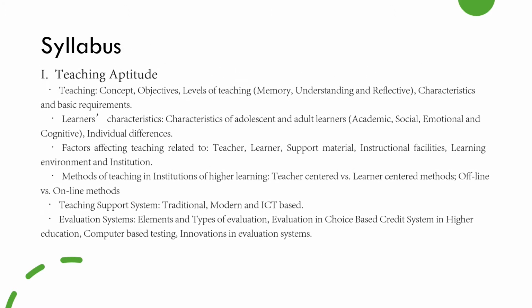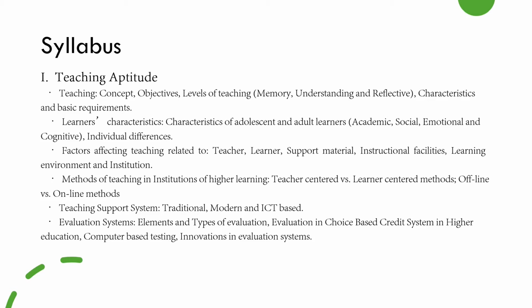To begin with, the Paper 1 syllabus first begins with Teaching Aptitude, which consists of teaching concepts, objectives, levels of teaching, memory, understanding, and reflective, characteristics, and basic requirements. Learners' characteristics of adolescent and adult learners, which includes academic, social, emotional, and cognitive individual differences. Factors affecting teaching related to teacher, learner, support material, instructional facilities, learning environment, and institution.